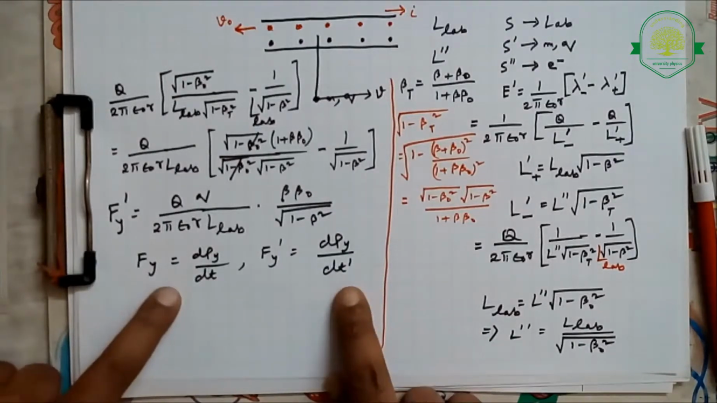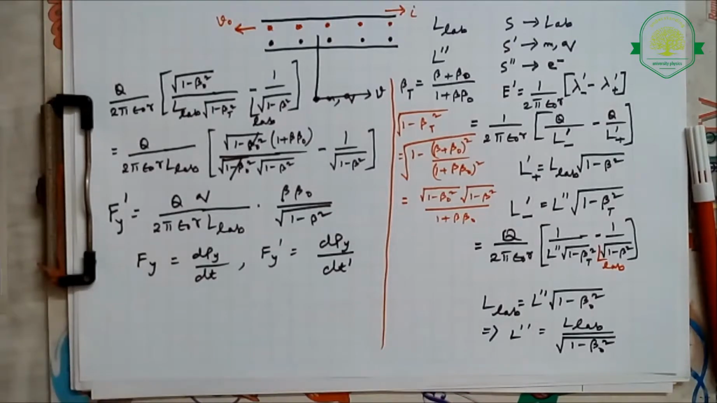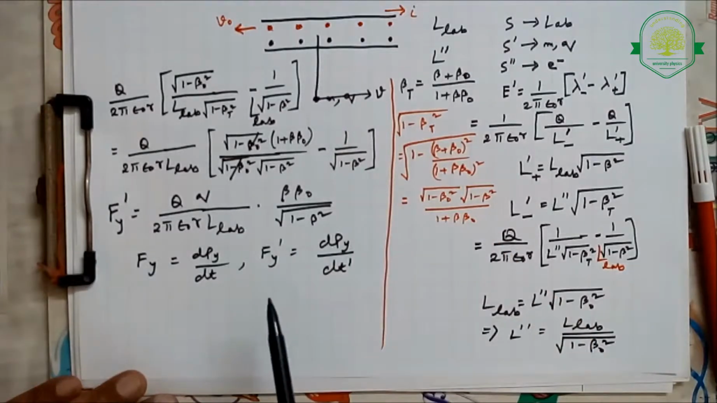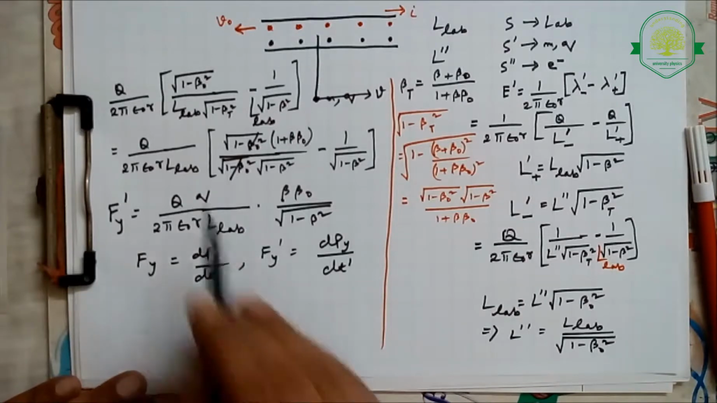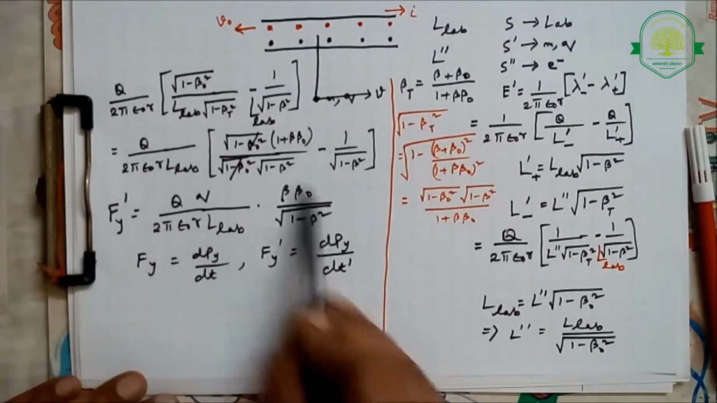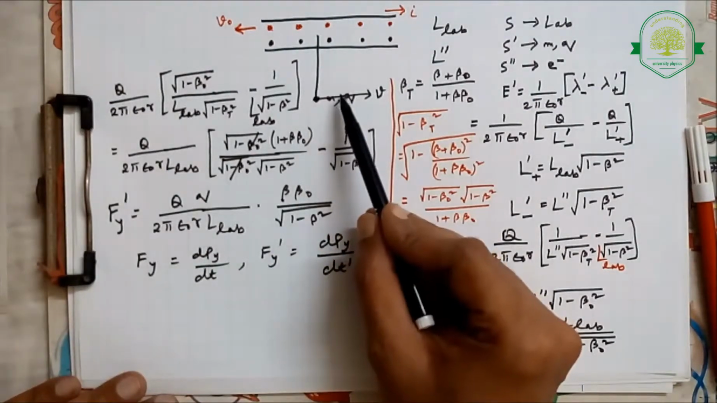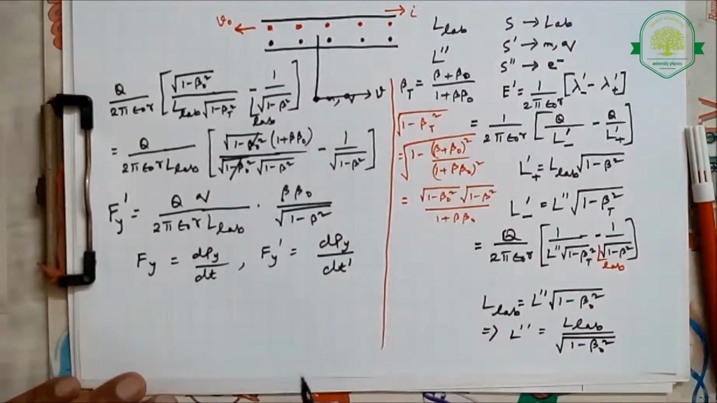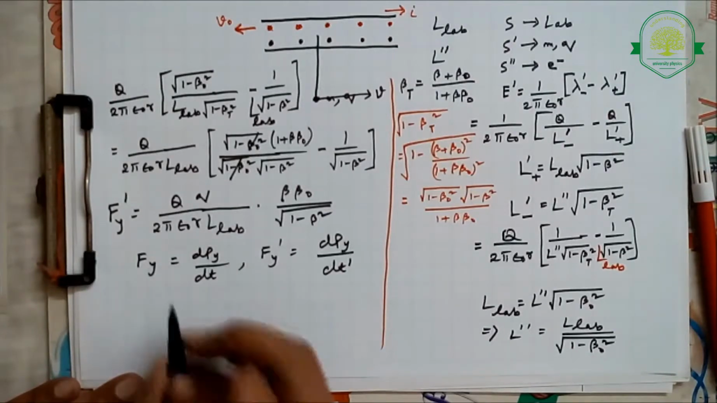The time, of course, in two different frames will be different. In the primed frame, which is moving with respect to the lab frame, I'll try to tell you what I'm doing here exactly. This force that I have found out is the force on this charge, but it has been found out in the primed frame. I want to find out the expression for force on this charge in the lab frame. So that is why I need a relation between Fy and Fy primed.